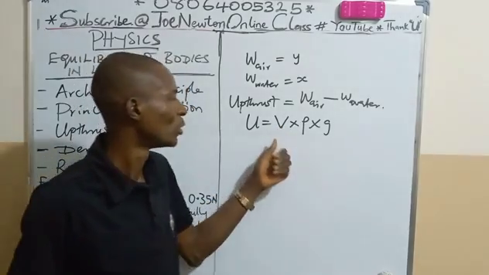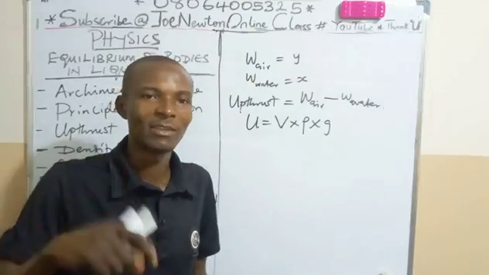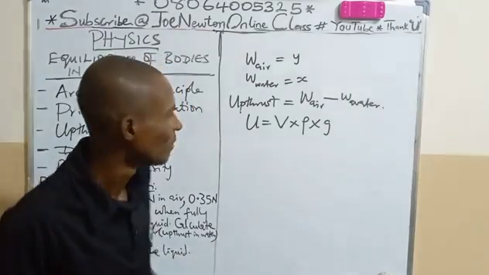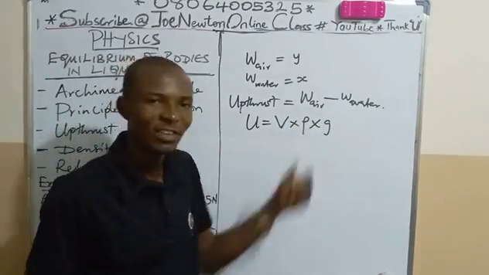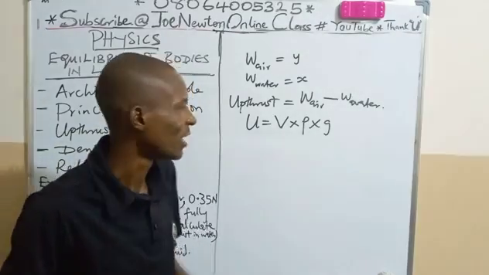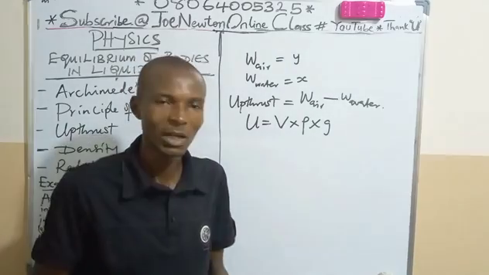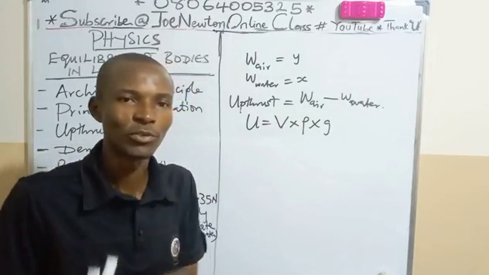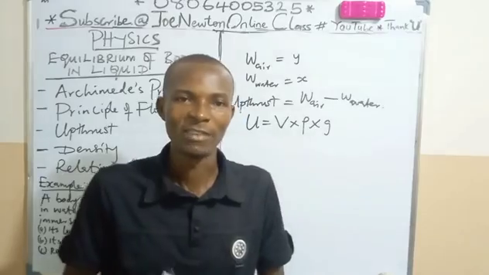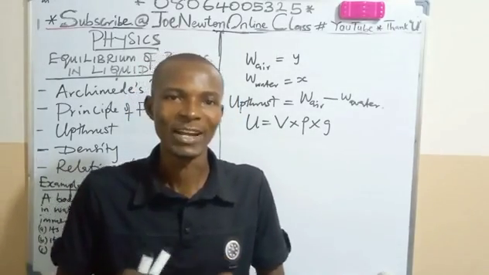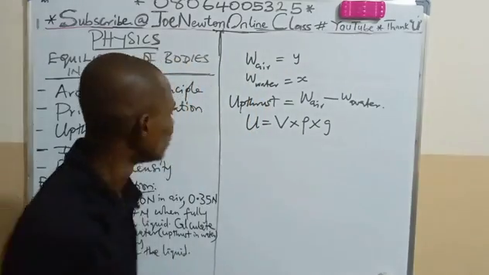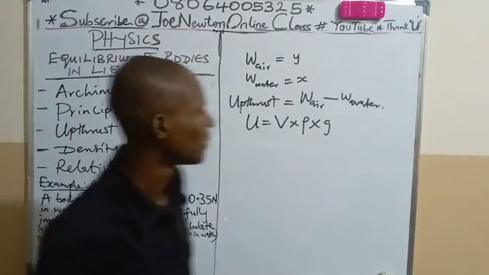The volume of the what? Object immersed in the liquid, times the density, this really means density of the what? The liquid, times acceleration due to gravity, can also give you the what? The upthrust on the body being exerted by the what? Liquid, fluid, or gas. Okay, now let's look at another concept here.